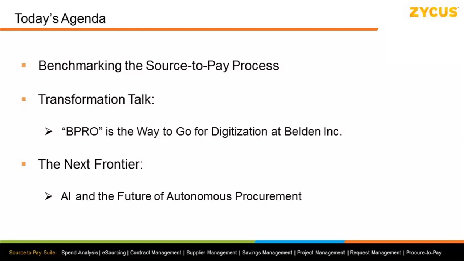So you've heard of the TED Talk. Today it's going to be a transformation talk where I have a chance to pick Morgan's brain and look at how the digitization process at Belden, which they've branded as B-Pro, the internal brand name for their digital platform for procurement, has helped them achieve significant efficiency gains, and really examine some of the best practices that Morgan's discovered along this transformation path. And we'll close with a look towards the future. What is that next frontier? Because we're always focused on continuous improvement.